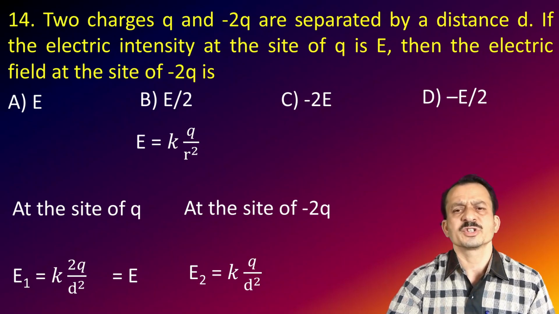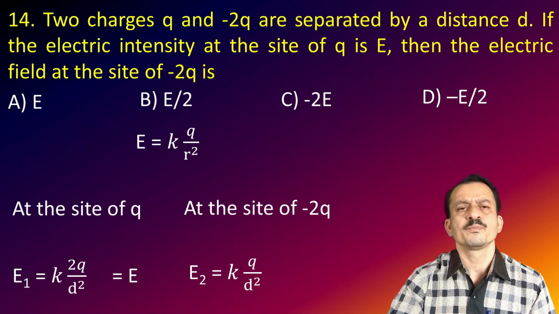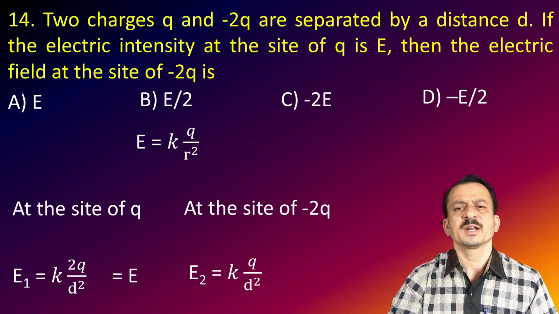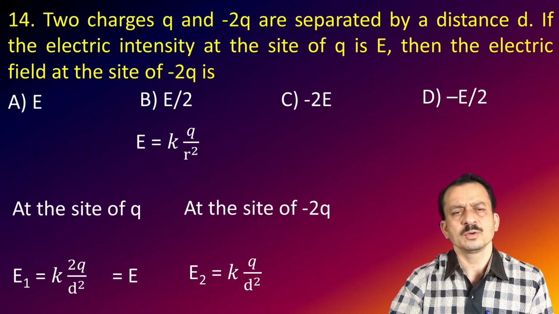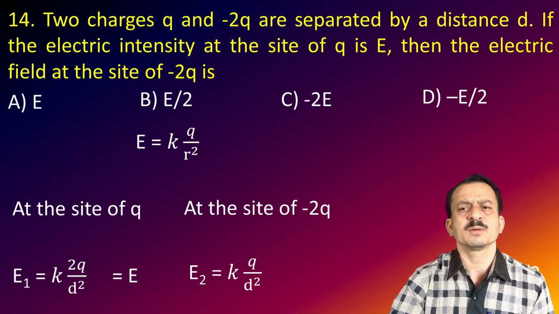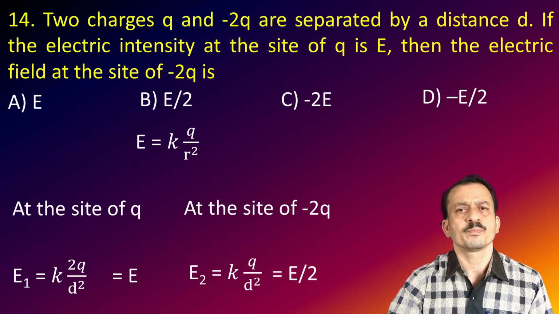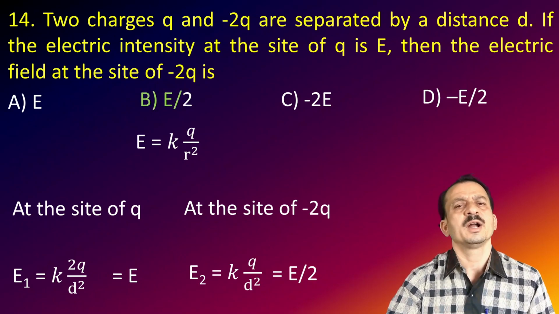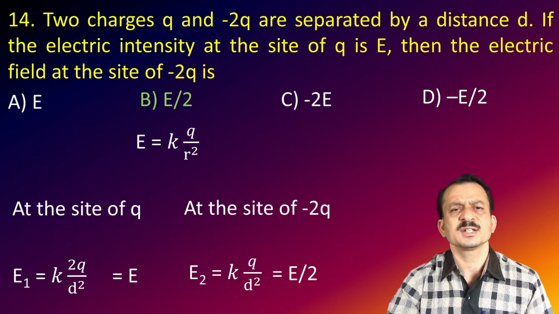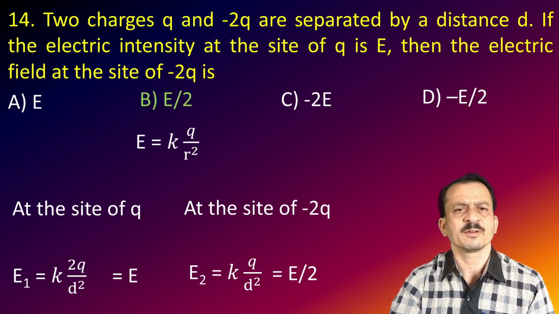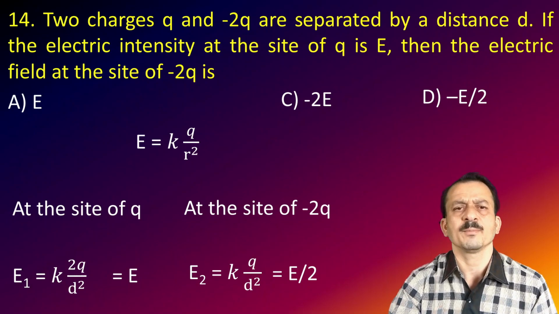Now, comparing these two equations, E is equal to K 2Q by D square, but here E2 is equal to K into Q by D square. Therefore, it becomes E by 2, and hence B is the answer. So here one is a positive charge and another one is a negative charge. Both are having the same direction. Okay. Next problem.